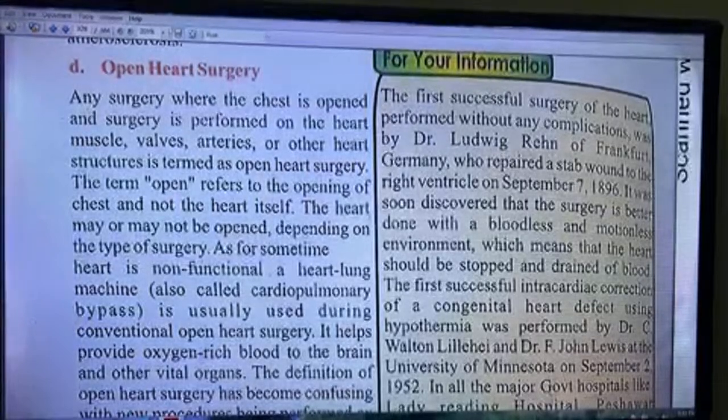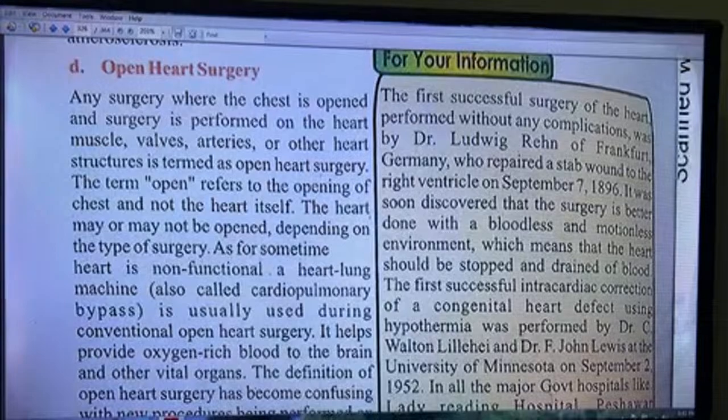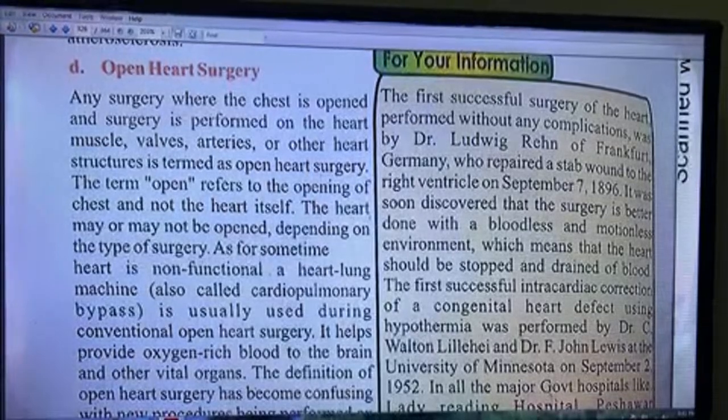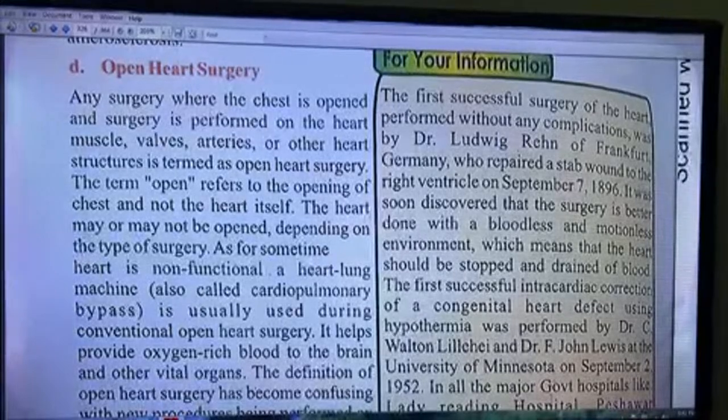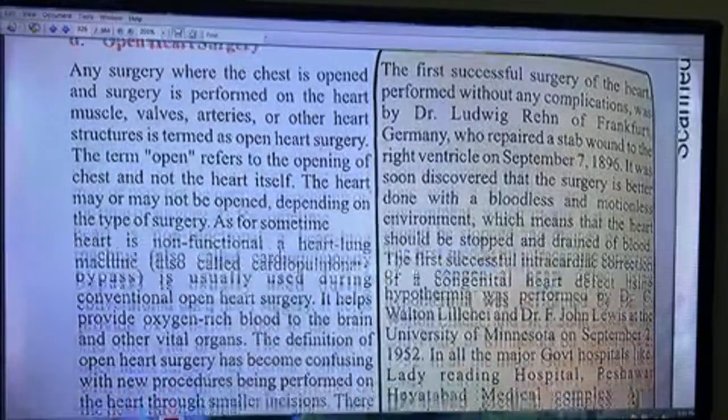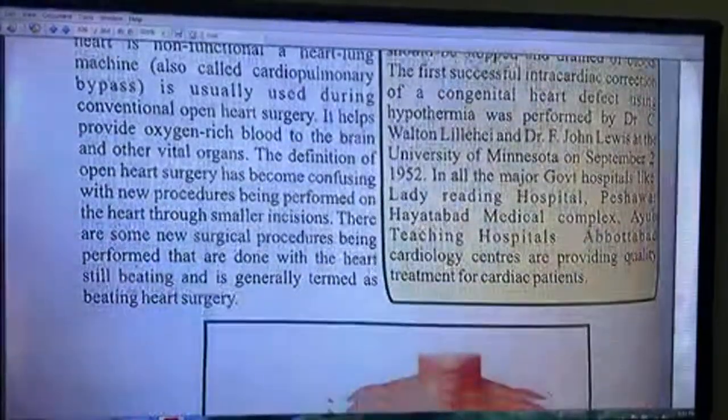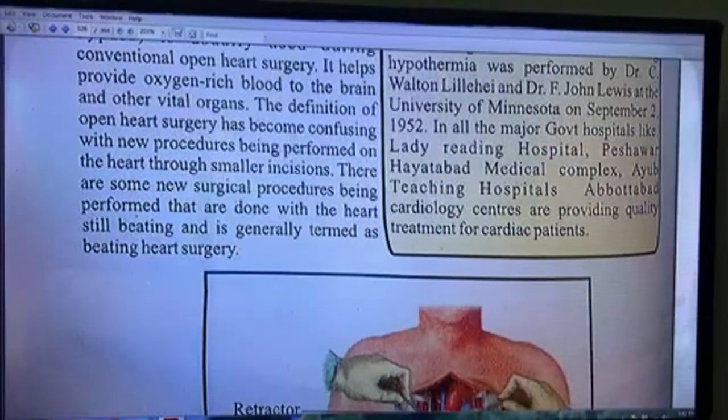As sometimes the heart is non-functional, a heart-lung machine, also called cardiopulmonary bypass, is usually used during conventional open heart surgery. It helps provide oxygen-rich blood to the brain and other vital organs.